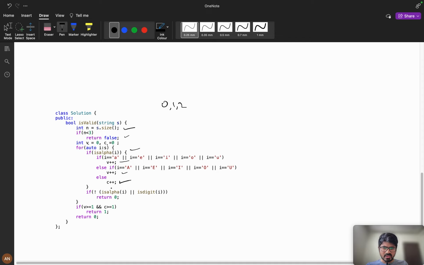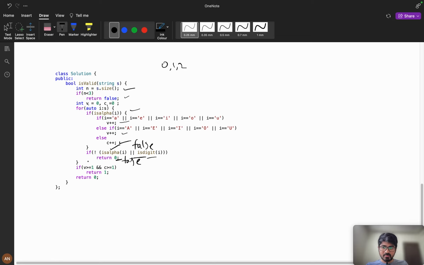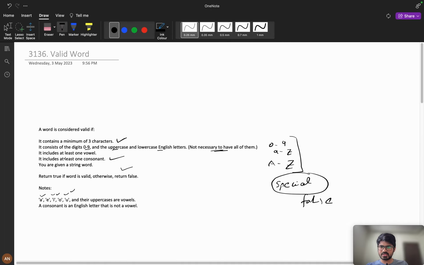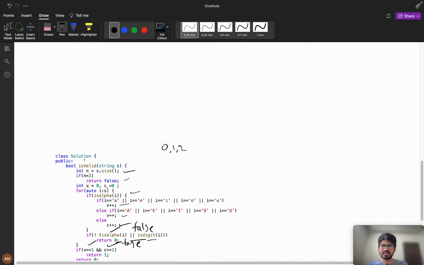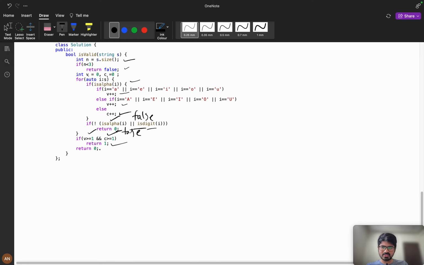Finally we are checking is alphabet or is digit. If it is either an alphabet or a digit, it will return true, then it will become false. If is alphabet is false and is digit is also false, this whole thing will be false, and not of false is true. That means we have encountered a special character, then we will return 0, that means false. Now if my vowels are greater than or equal to 1 and my consonants as well, because the question mentioned that at least one vowel and one consonant should be present, then we will return 1, or else we return 0.